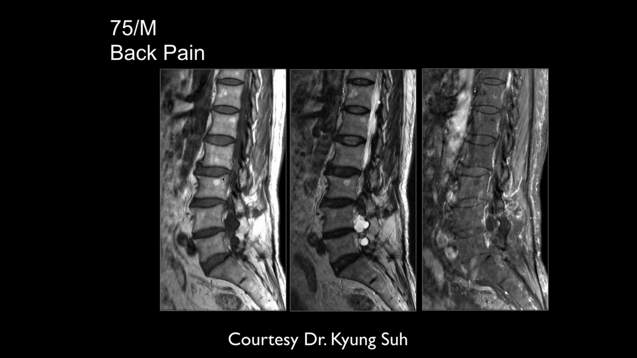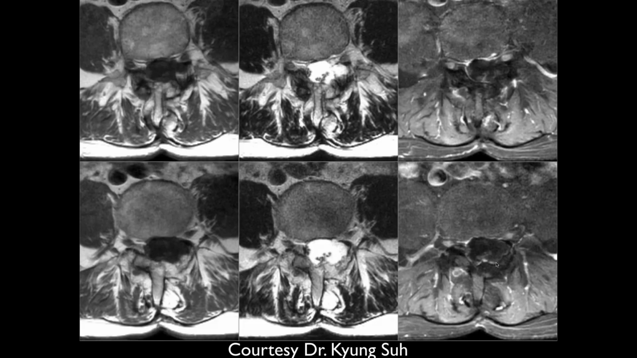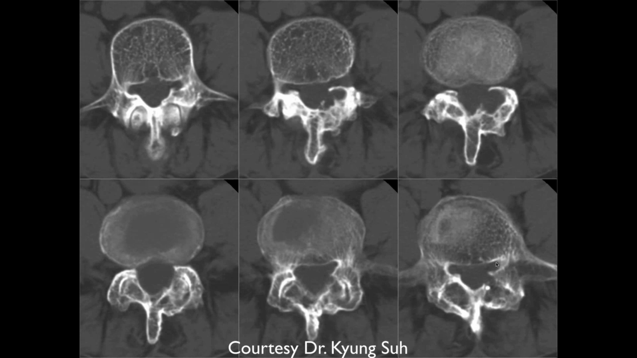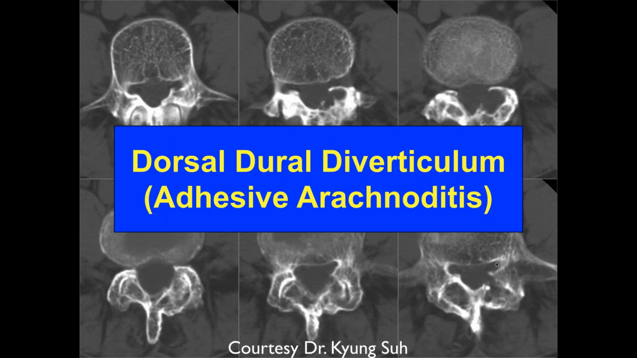Okay, so it looks like there's a few sort of cystic foci at the L4-5 level. This is T1 post, and they're not enhancing. It looks like there's osseous remodeling, so it looks like it's probably chronic. Could be. So these can have a lot of names. It's a kind of an arachnoid cyst. It's also called dorsal dural diverticulum. And some people think this is associated with adhesive arachnoiditis, but it doesn't have to be.